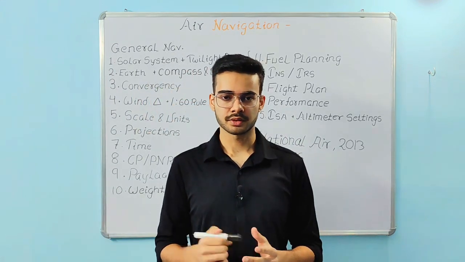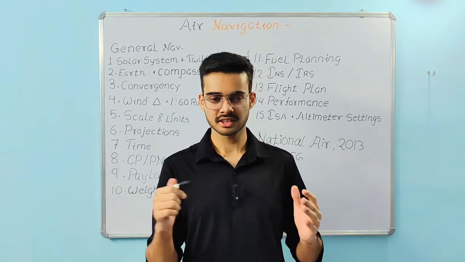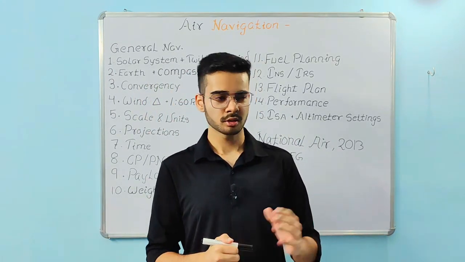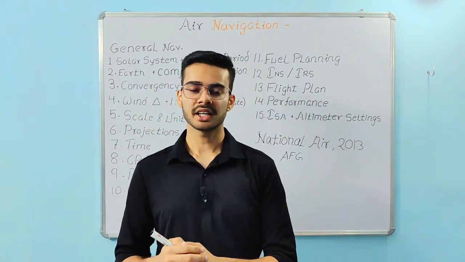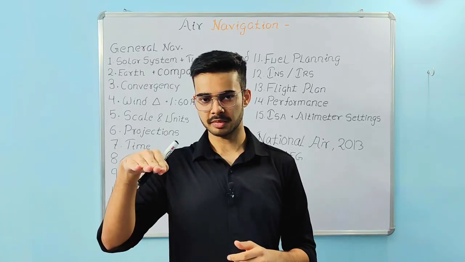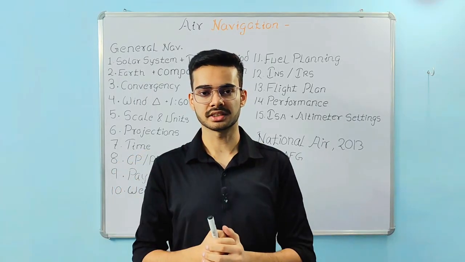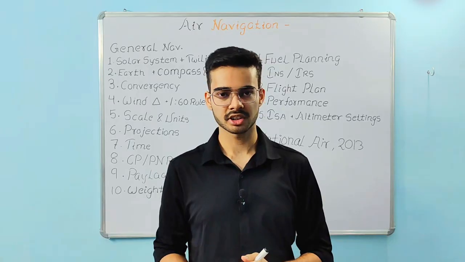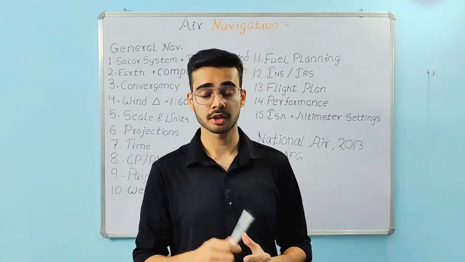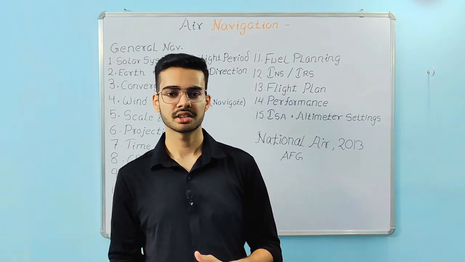INS and IRS, full form Inertial Navigation System, Inertial Reference System. Both do majorly the same work. The difference is this: INS uses a gyro-stabilized platform and accelerometers in it, whereas IRS uses ring laser gyro. Very important term that you will need to remember and which will be taught in much detail under this.